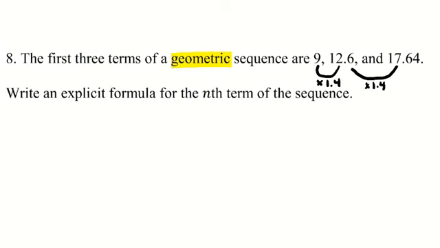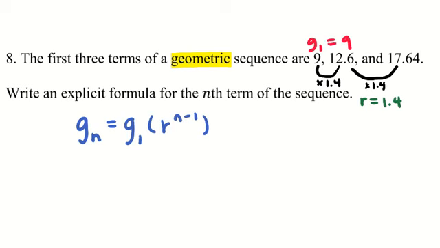And I know how to write an explicit formula for the nth term of a geometric sequence. In general, the nth term of a geometric sequence is equal to the first term multiplied by r to the n minus first power. Well, I've got r equals 1.4, and I've got the first term equals 9. So this is going to be 9 times 1.4 to the n minus 1. And that's an explicit formula.